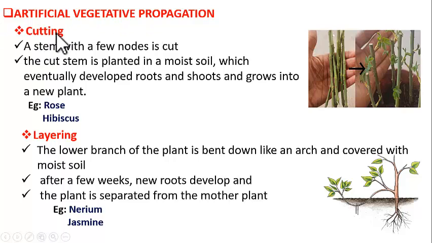So the first one is cutting. In this method, a stem or a branch with few nodes is cut and planted in a moist soil. After few days, the cut stems develop roots and shoots and grow into new plants. Right? See here, these are the cut stems of rose plants. Observe there are few nodes on it. These are then transferred into moist soil.